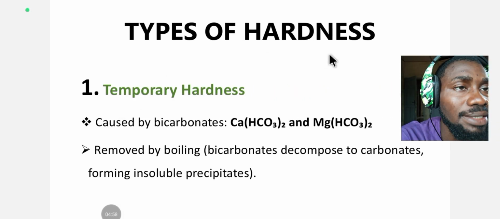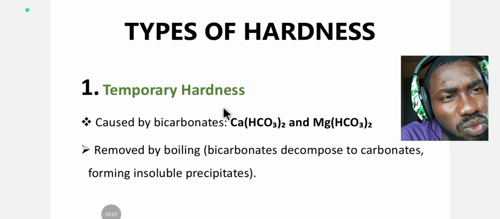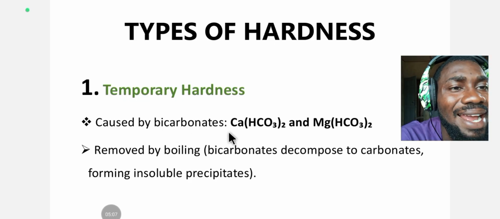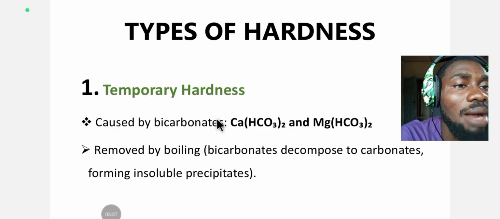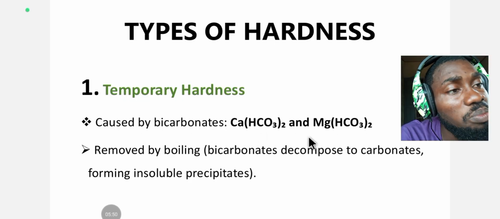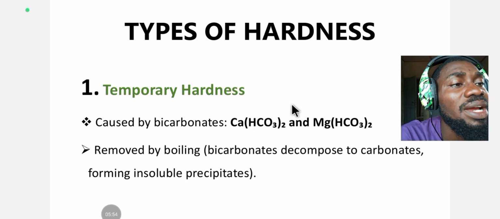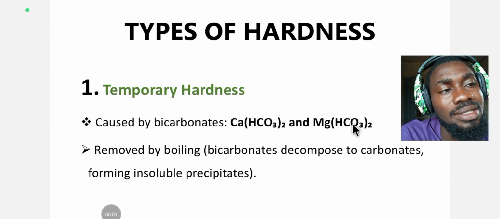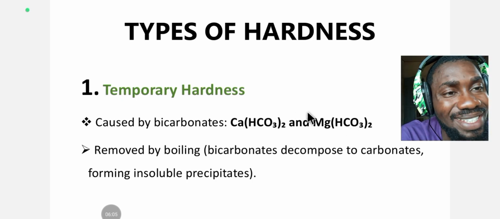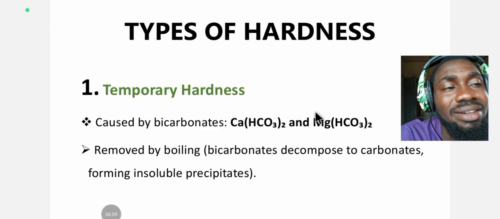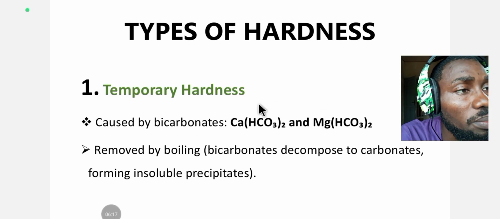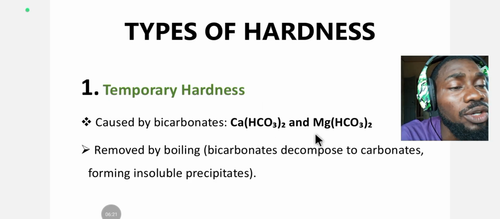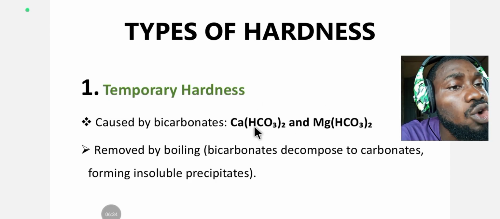Moving on. Types of hardness. What are the types of hardness of water? The first we have here is temporary hardness, caused by bicarbonates, such as calcium hydrogen carbonate and magnesium hydrogen carbonate. Both of them are the causes of temporary hardness of water. Remember, the ions are constant in the causation of hardness of water, which is calcium 2+ ion and magnesium 2+ ion, irrespective of the type of hardness. The ion is constant, but it depends on the form of the ion. The form that causes temporary hardness is calcium hydrogen carbonate and magnesium hydrogen carbonate.